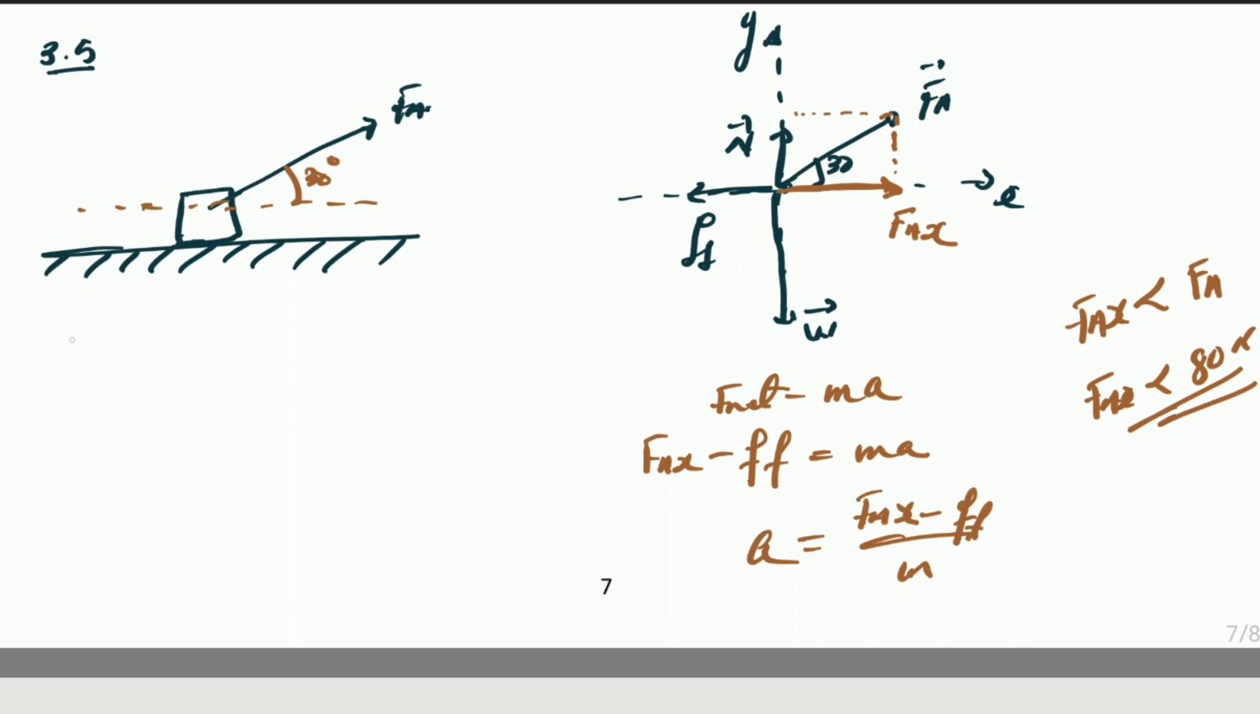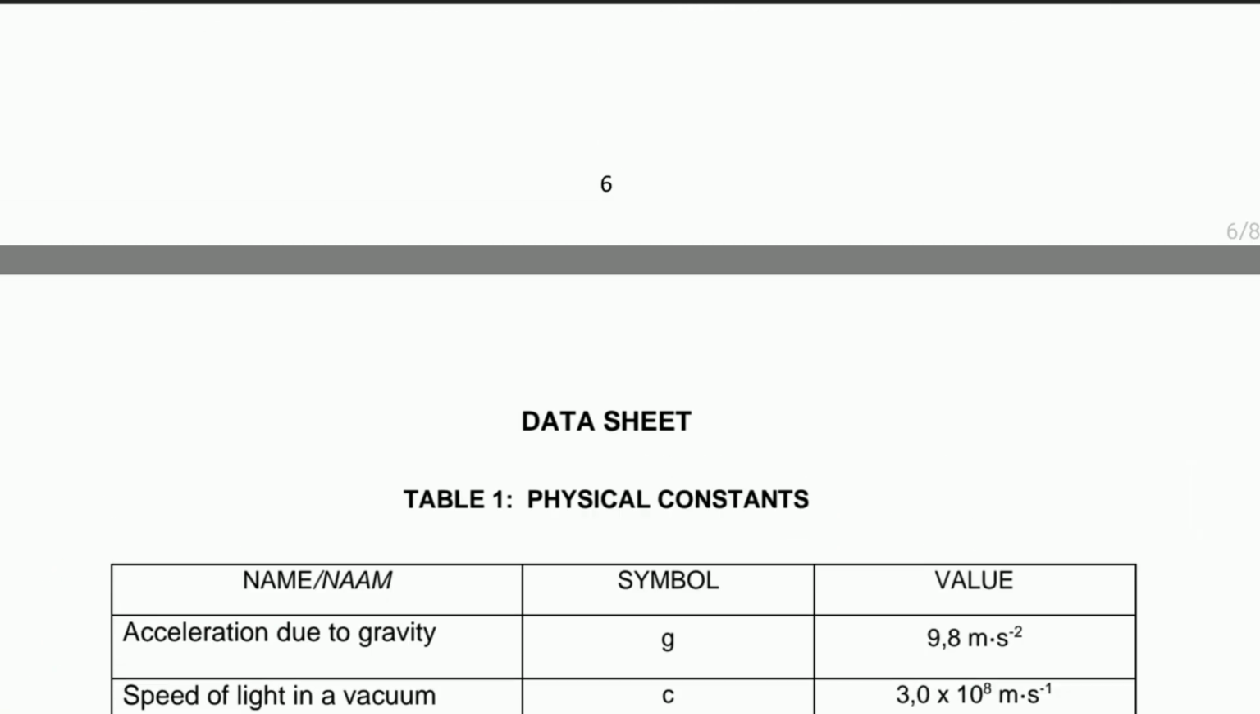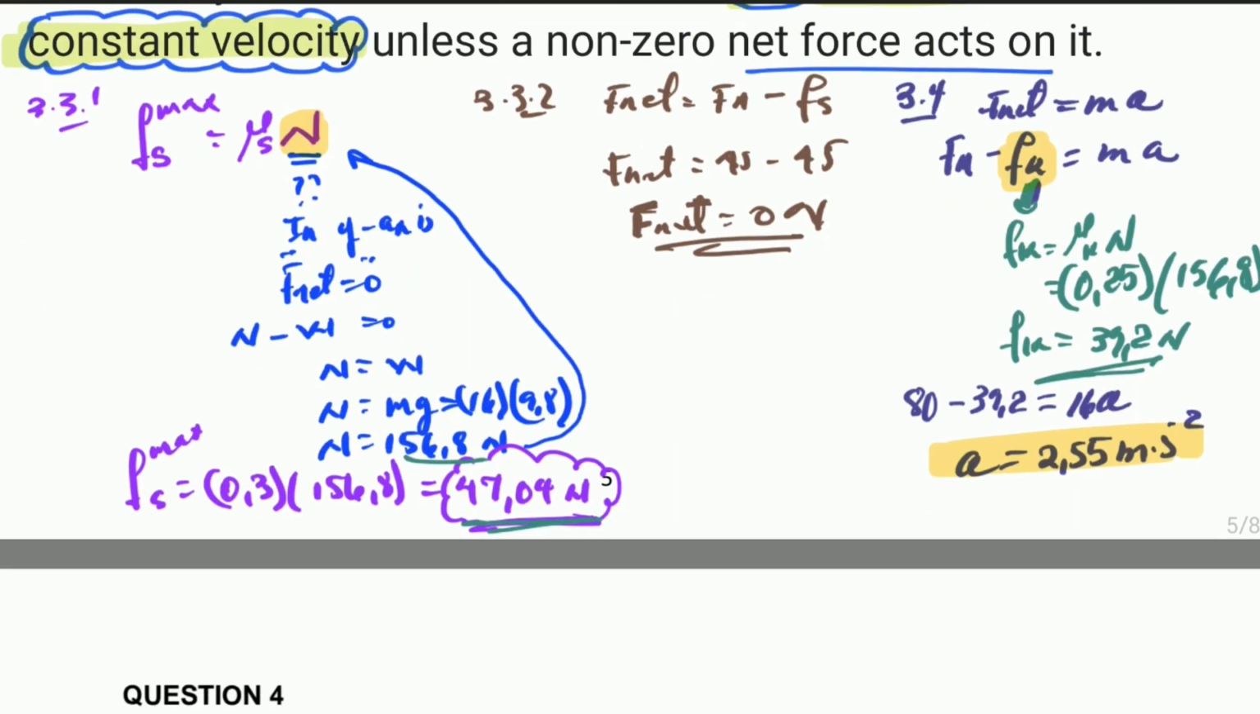So the answer here is smaller than. Explanation why? Because Fa in x is smaller than Fa, and Fa is 80, so Fa in x will therefore be smaller than 80 Newton. So the acceleration is smaller. I hope you understand that one, and that will be the end of question 3. So that is question 3.